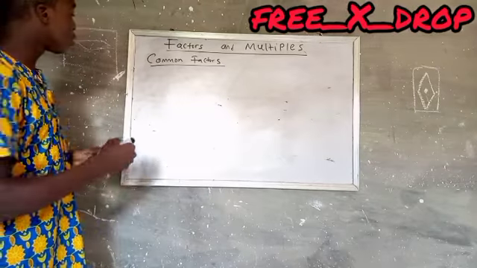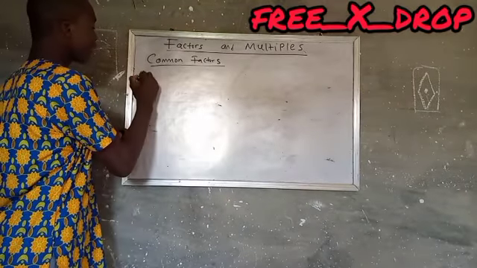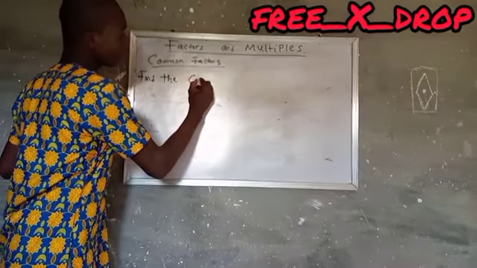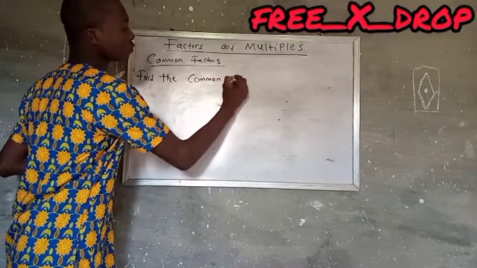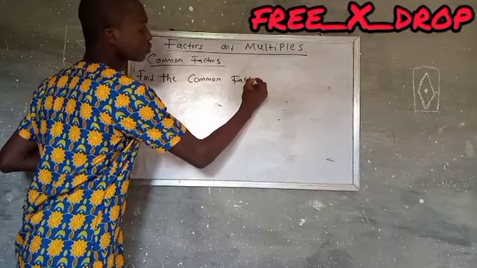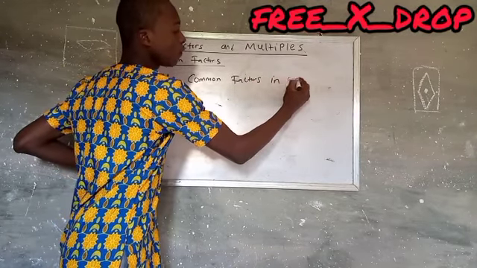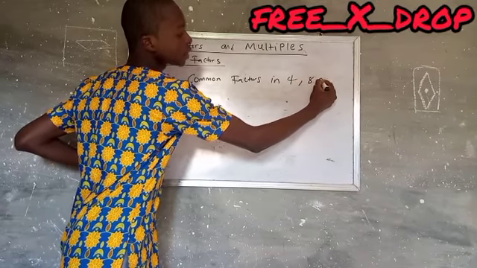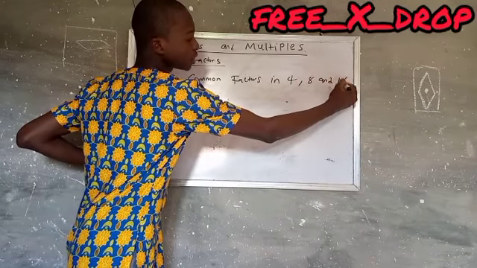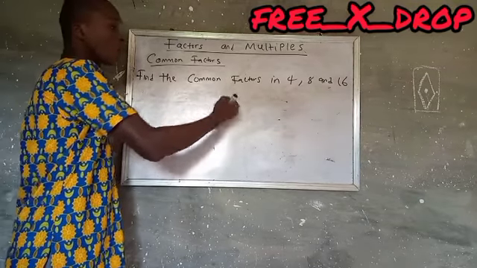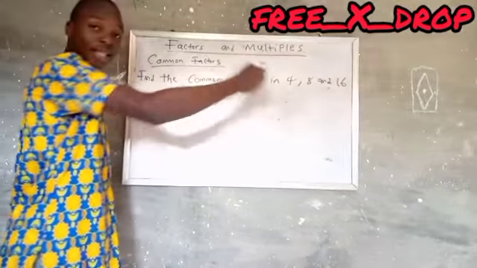For example, I give you a question. They said, find the common factors in 4, 8, and 16. Now you see the question. They said find the common factors in 4, 8, and 16.